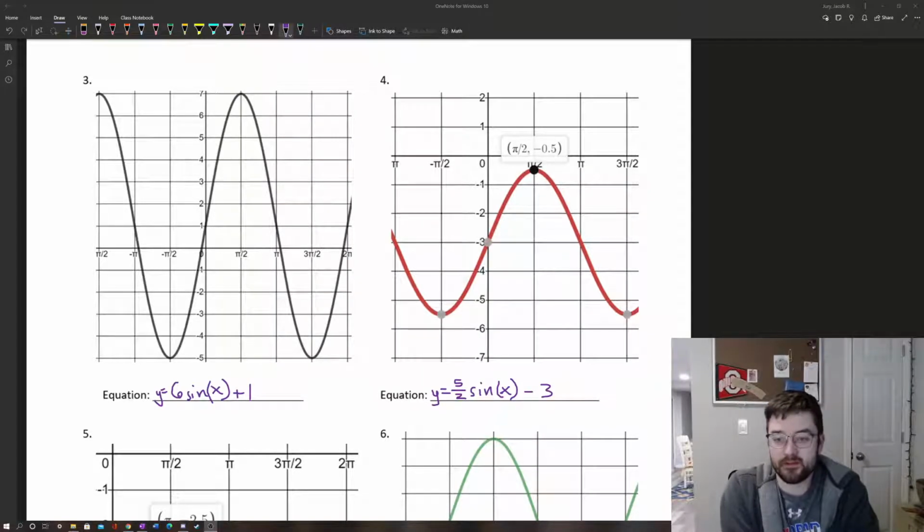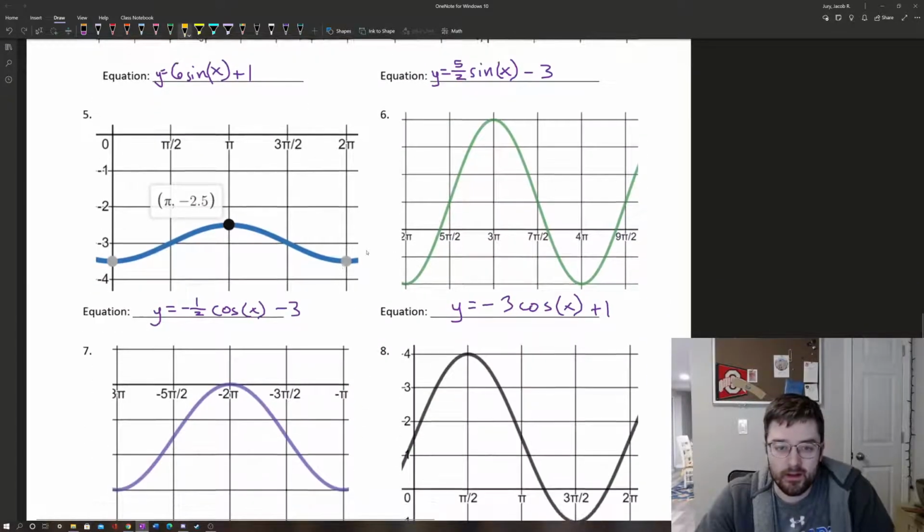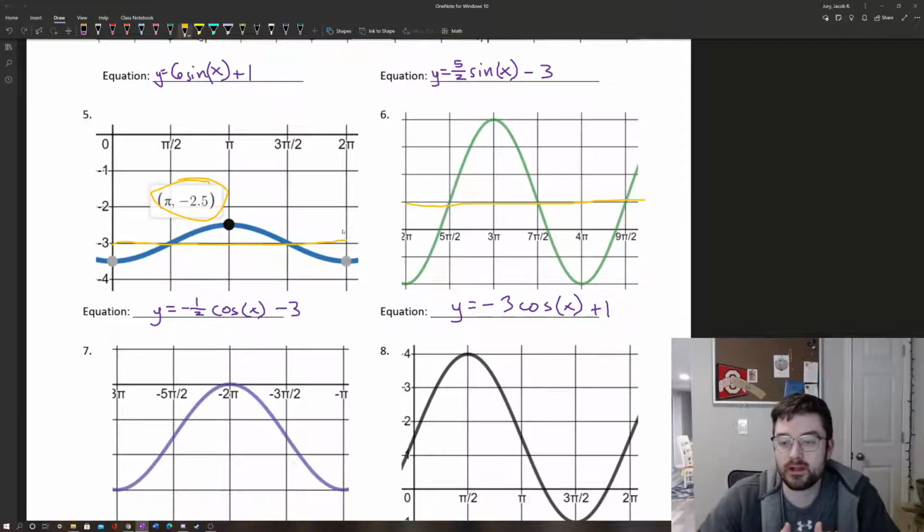So here's 3 and 4. Both of them are sine. The trick was finding those middle lines, right? I hope you found them. There's our middle line. There's our middle line. On 5 and 6, they're both cosine. They have middle lines, and I did provide some hints there in case you were kind of lost in the grid. There's our middle lines for those functions. Both represented negative cosine.